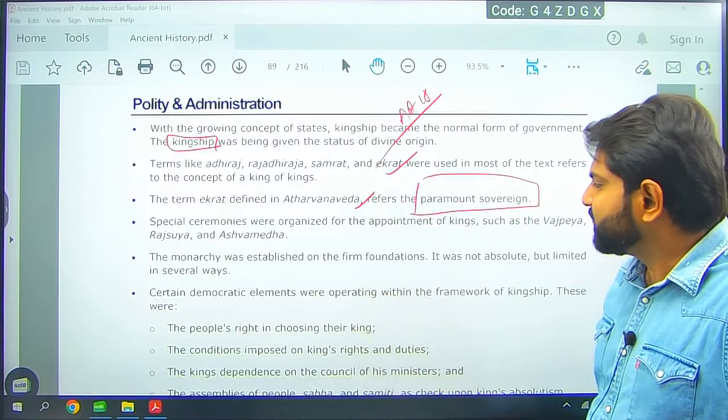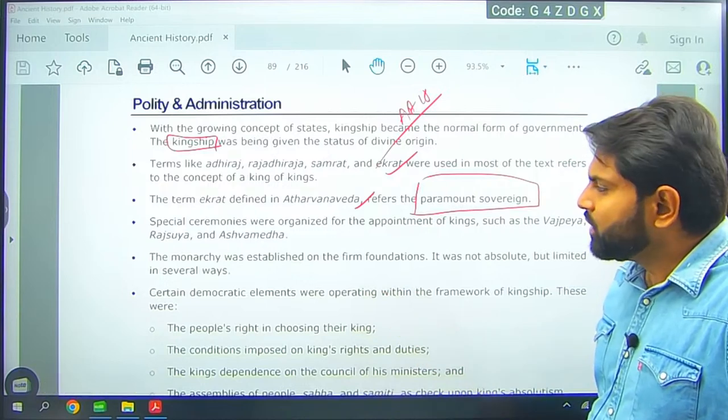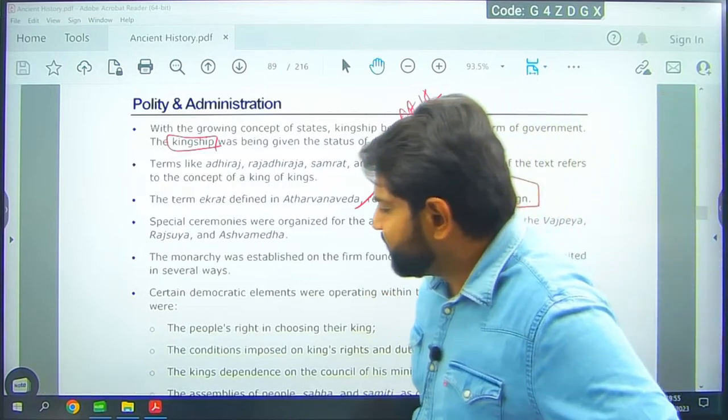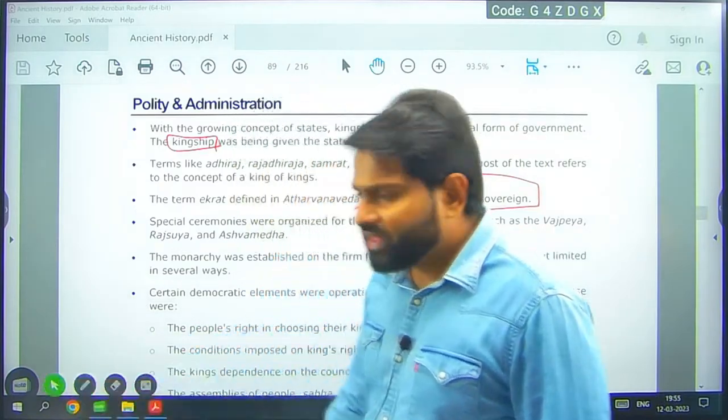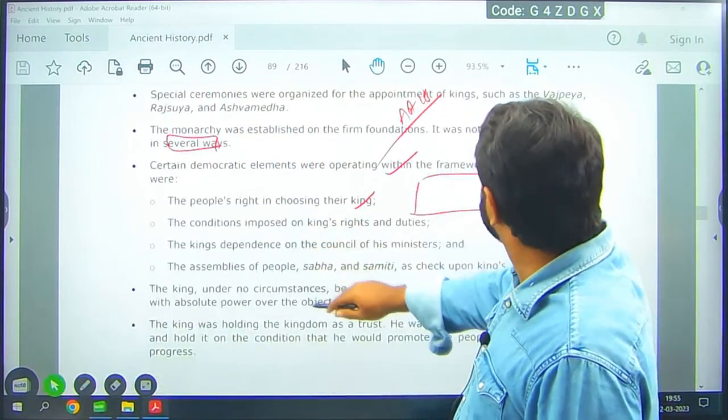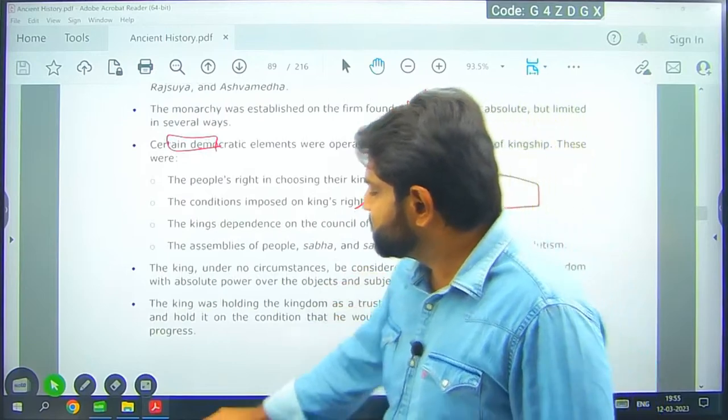Monarchy was established on firm foundations. It was absolute but limited in several ways. It was absolute, but there was a power of limitation. In modern days, the power limiting this is the constitution.